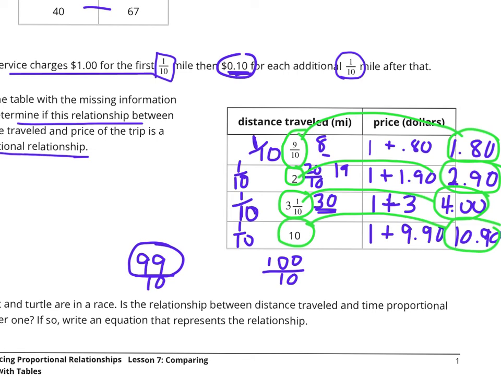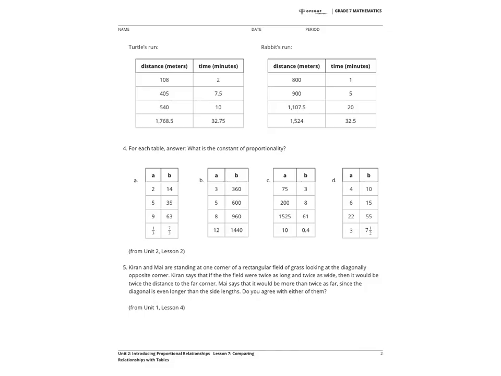All right, next question. A rabbit and a turtle are in a race. Is the relationship between the distance traveled proportional for either one? If so, write an equation that represents the proportional relationship. So this one is not hard. We're going to take the turtle's run and the rabbit's run and just divide them out. Do I always get the same number or not?